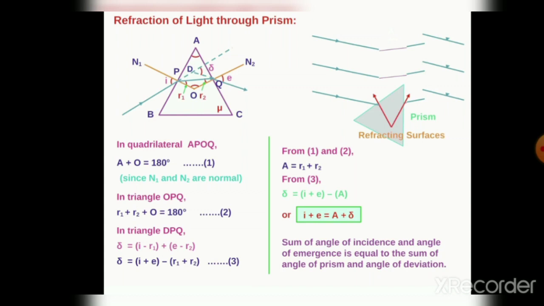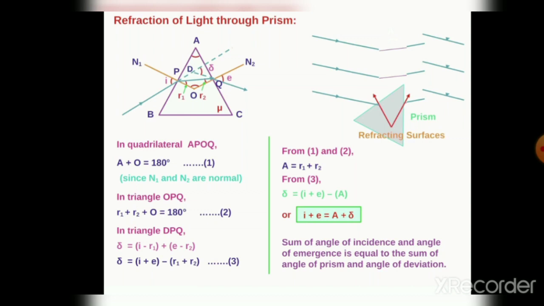This deviated ray is incident on the other surface at another point and travels to the other surface, and again it shows a deviation, as you can see on the screen. The angle between the incident ray and the emergent ray is called the angle of deviation.